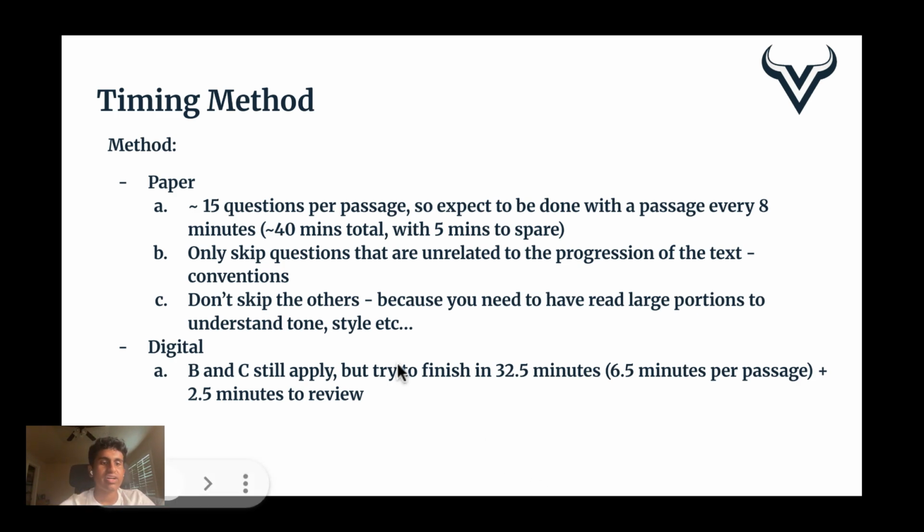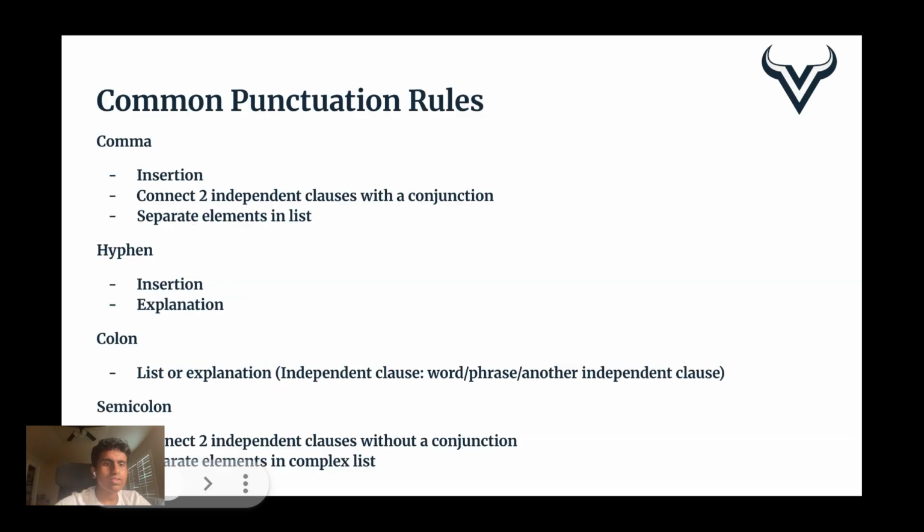So yeah, for the digital ACT, points B and C still apply, but the timings changed obviously. So try and finish in 32 and a half minutes, 6.5 minutes per passage, giving you 2.5 minutes to review. So yeah, I'll just go over some of the common punctuation rules.